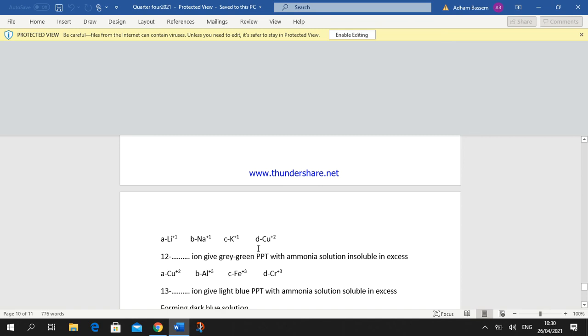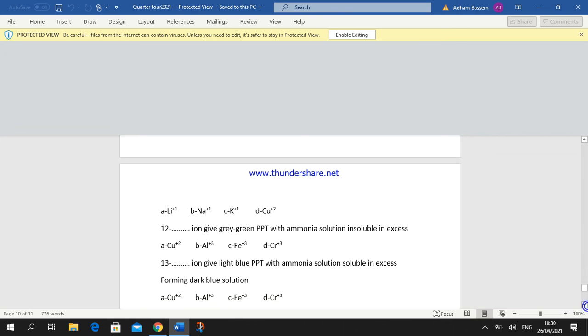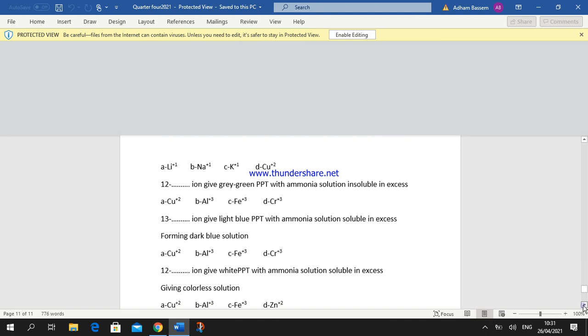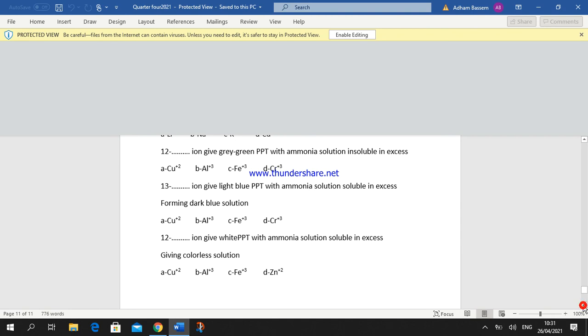Number 12, ion gave gray-green precipitate with ammonia solution, insoluble in excess. Gray-green, chromium, 12D. Number 13, ion gave light blue precipitate with ammonia solution, soluble in excess forming a dark blue solution. A, 13A, copper. Number 14, the last one, ion gave white precipitate with ammonia solution, soluble in excess giving a colorless solution. The answer will be D, 14D, zinc.